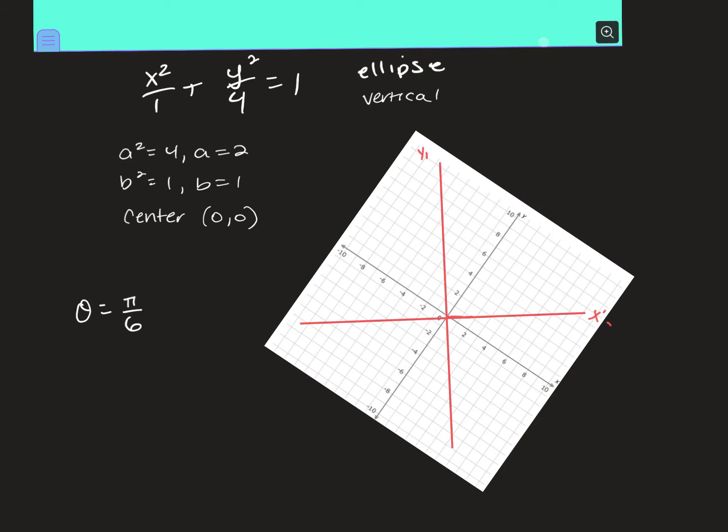So I paused it. I drew the y prime axis perpendicular to the x prime axis. And now I'm going to use this to graph all the information about the ellipse I just found. So my center is 0, 0.